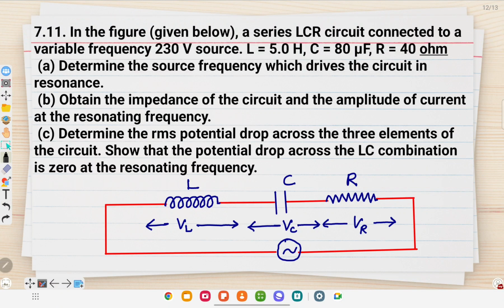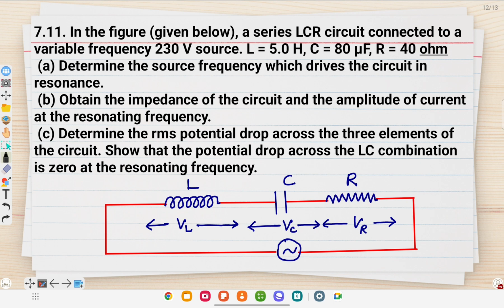Hi students, in this video we are going to discuss a CBSE numerical. It's a book back exercise numerical from alternating currents. I have given the problem here. It's problem number 7.11. Let me read the problem for you.